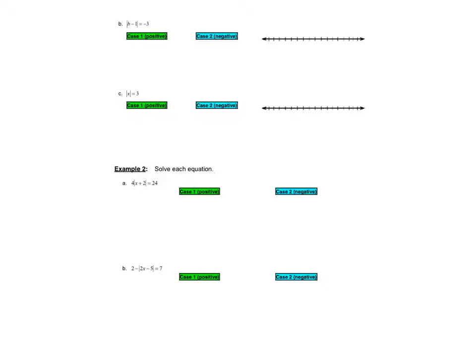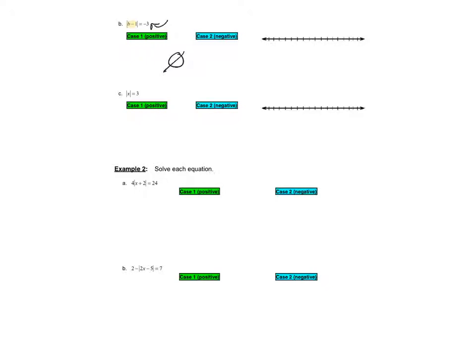In example B, notice my absolute value bars are isolated, so I can go ahead and set up my two scenarios, but I want you to see something here. This b minus 1, whatever number was in there, would have to result in a positive number. The absolute value of everything is positive, so this -3 can't be possible. So this is a no solution problem. You can never have an absolute value equal to a negative. This answer can't be graphed, and the solution set is no solution.